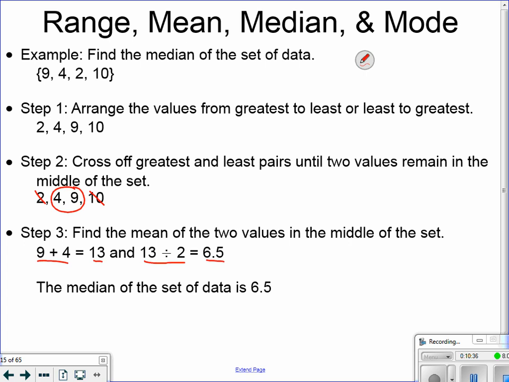And that gives us 6.5. So our median of this set of data ends up being 6.5. So again, when you end up with two numbers in the middle, and this will happen when there's an even amount of data, you're going to have to find the mean of the two middle numbers in order to get the median. So when you end up with two numbers in the middle, you find the mean of those two numbers, and then that mean is your median for this set of data.